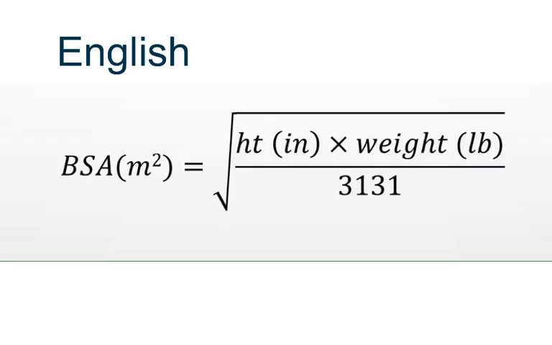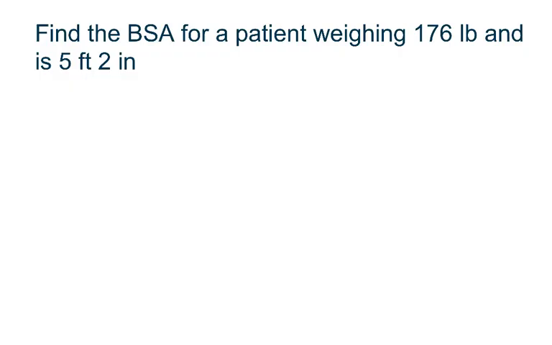Now, sometimes you're given the height in feet and inches and the weight in pounds. So if you're given it in the English system, you're just going to use this formula, which is where you're going to take all the inches times the pounds over 3131, and then hit the square root button. Okay. So here's a practice problem for that. So find the BSA for a patient weighing 176 pounds, and that is 5 feet 2 inches.